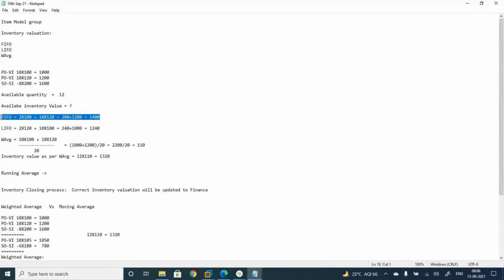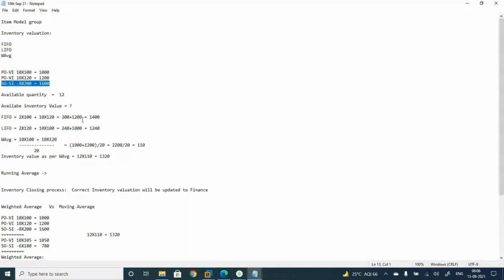Could we even take all 10 from the first? No, the material dispatched is only 8. Sales invoices happened for 8 quantity only. If it is 6, then it is 6. We are calculating the remaining value of the inventory. Yes, exactly.